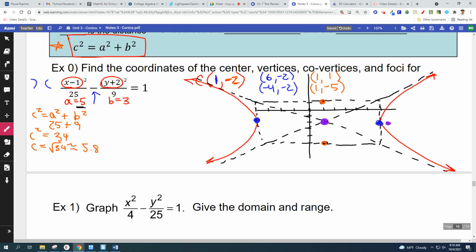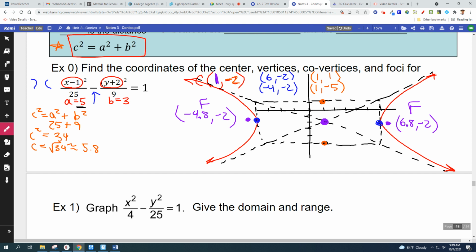And what are the coordinates of that? Well, I took my x number and I added 5.8, so that's going to end up being like 6.8, comma, -2 or so. That's one of the foci. And then I would have to go 1, 2, 3, 4, 5.8 in the other direction. If I subtracted 5.8, what would that be? -4.8, comma, -2. That's your other focus point.